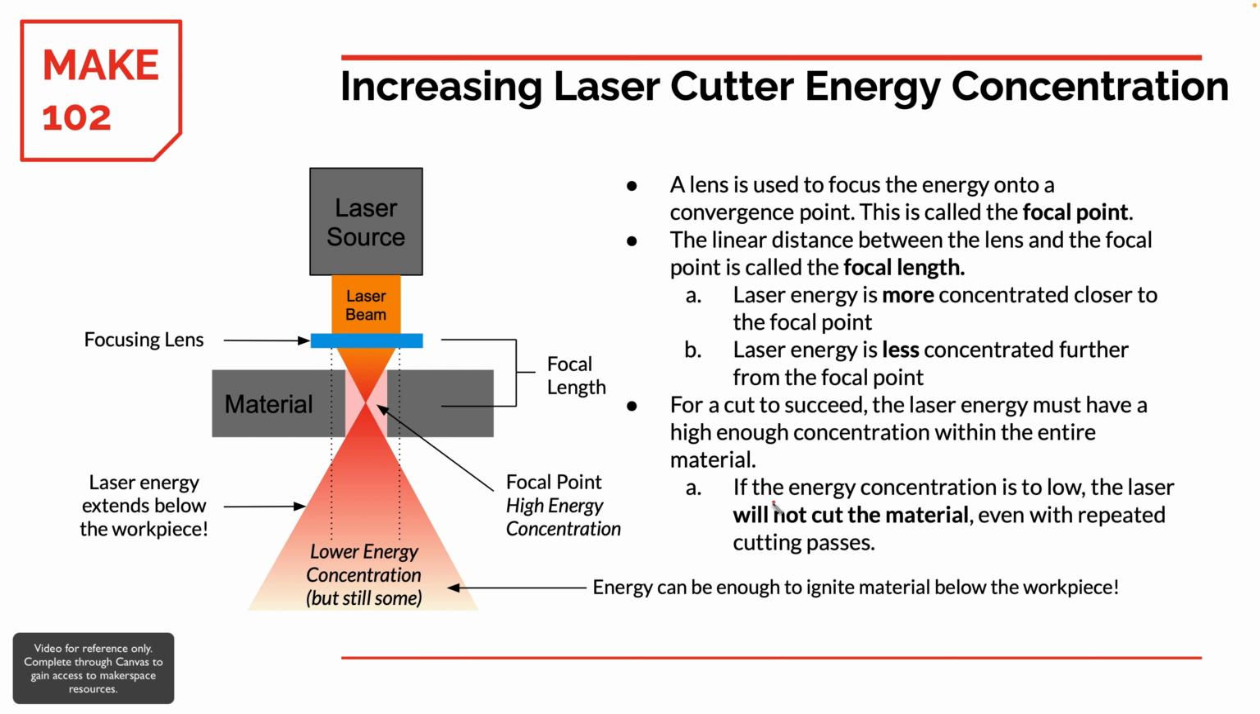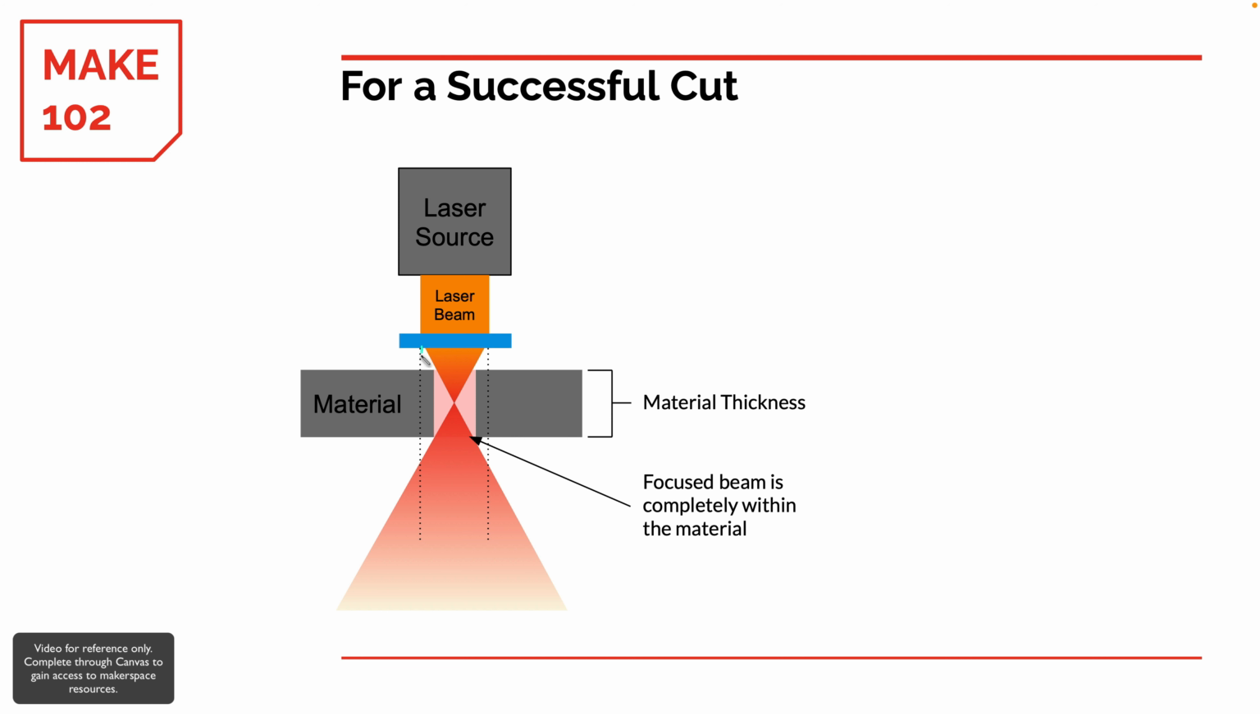Another thing to notice is that if the energy concentration is too low, it will not cut the material. Even if you make repeated cutting passes, it still will not cut. So this is the problem that can happen if we try to cut really thick material. To recap, these lines represent the initial diameter of the beam. We have determined that the beam being this diameter is not focused enough to cut the material. So any energy that is wider than the initial beam diameter does not have enough energy to cut the material.